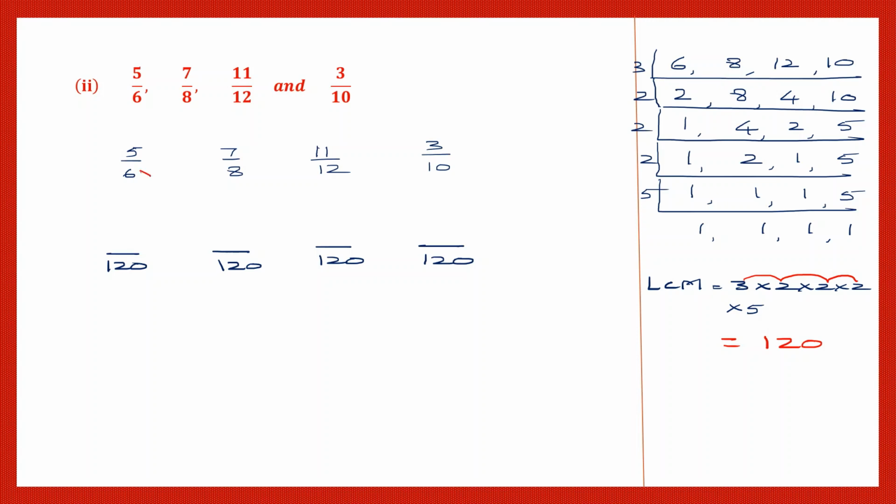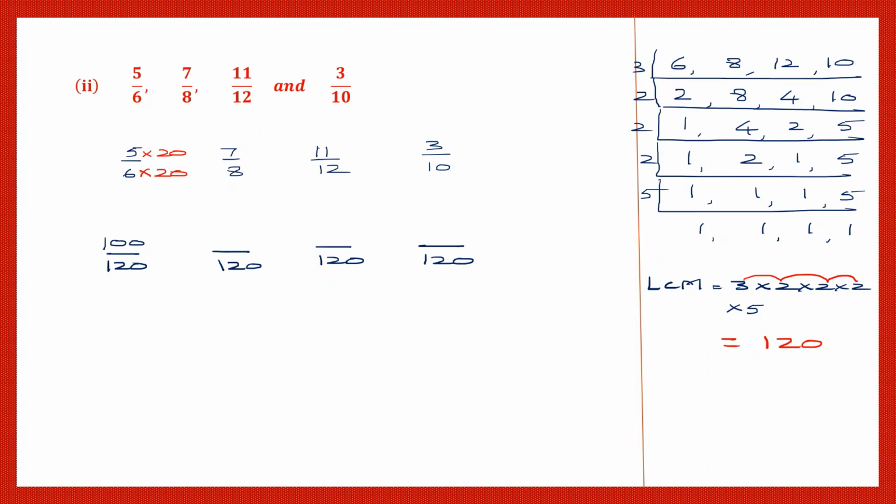So 6 into what will give us 120? We know that 6 2s are 12, isn't it? So 6 into 20 will give us 120. So 5 into 20. 5 into 20 is 5 2s are 10. So 5 into 20 is 100. So 100 by 120. So that is our first fraction.